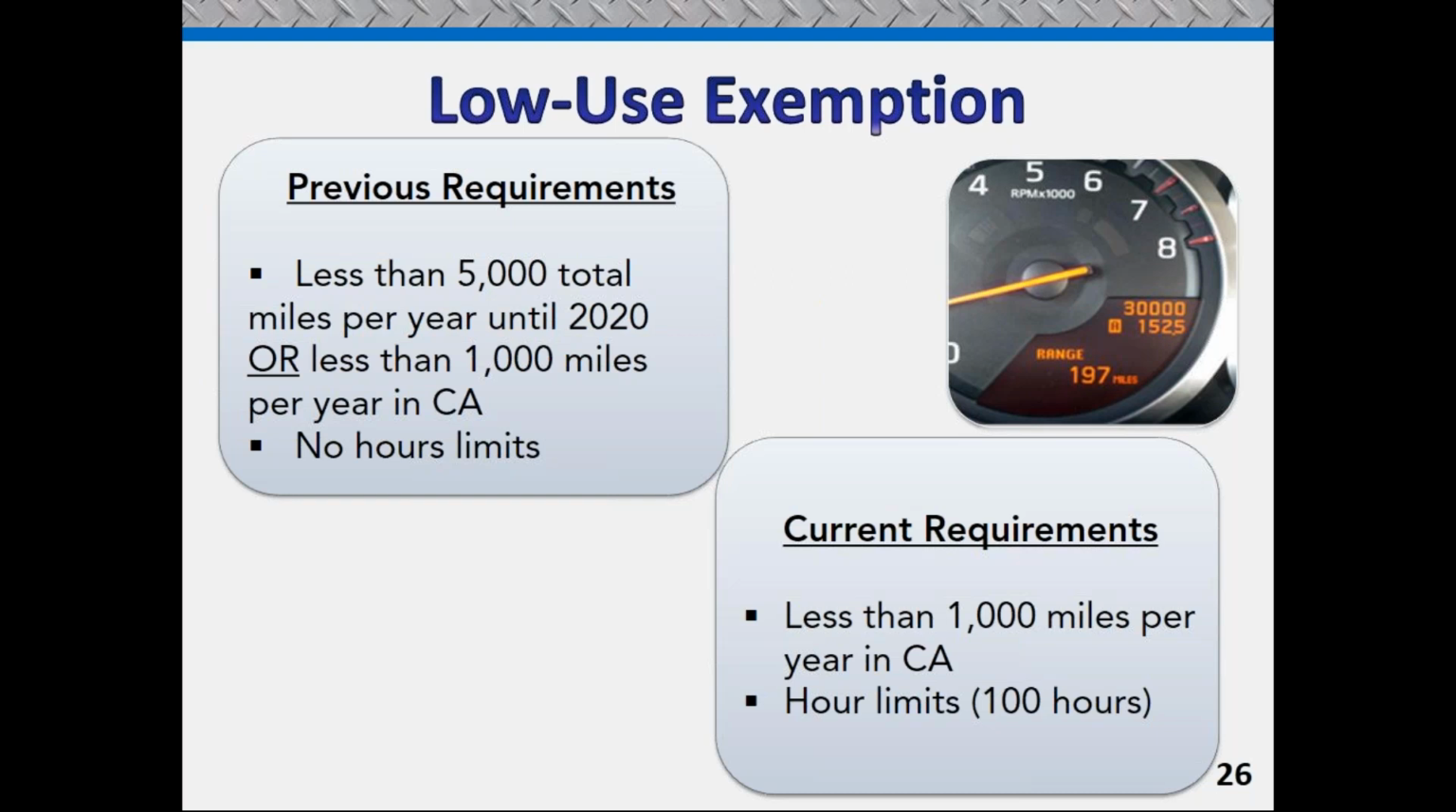So if you went 10,000 miles in a year, which is obviously more than the limit allows, but 9,500 of those miles were done in service of a CAL FIRE contract for one of the fires we're talking about right now, then you would still be exempt under this provision. Just need to make sure it gets reported properly and that you have the right records. Anyway, that's the low use exemption.